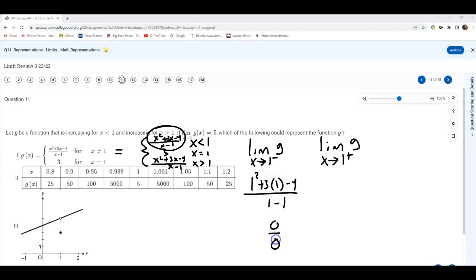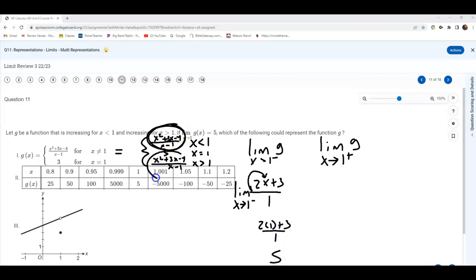Unfortunately, I get 0 over 0. Now, that doesn't mean there's no limit. That just means I need to do L'Hopital. So let's do L'Hopital. If I take the derivative of the top and bottom, I get 2x plus 3 over 1. And now we'll do the limit as x approaches 1. So plugging 1 in here, I get 2 times 1 plus 3, which is 5.